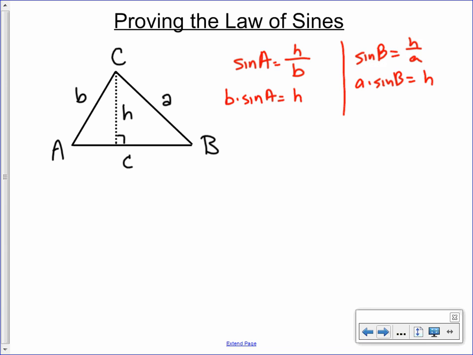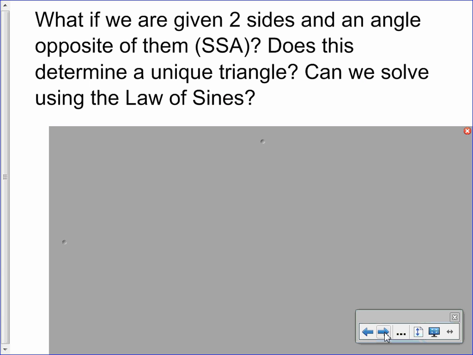And by the transitive property, you could say that since they're both equal to h, b times sine A is equal to a times sine B. If you divide both sides by the sines, then you would get b over sine B is equal to a over sine A. That's how you show it. So, I mean, it's a pretty common sense property. The key is dropping that height. And that's where the ambiguous case comes into play.